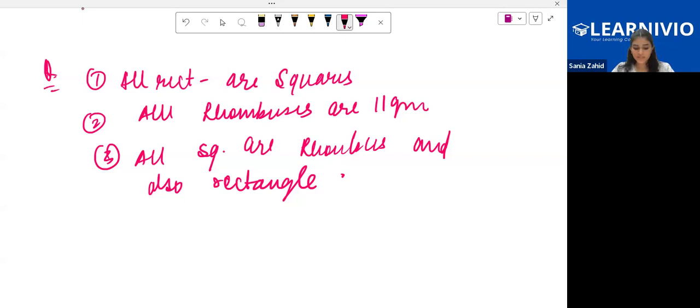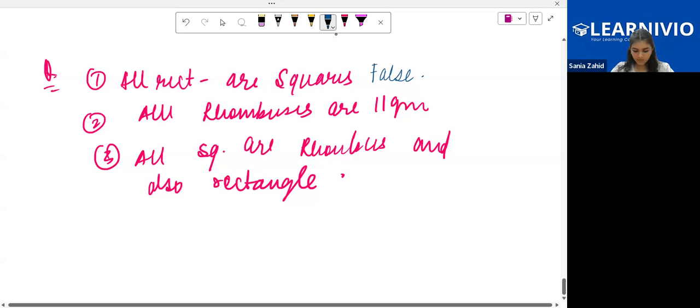The first one is false. All rectangles are not squares, because the property of a square is that all sides are equal. But in a rectangle, all sides are not equal; instead, only the opposite sides are. So this is a false statement. Okay, what about the second one?